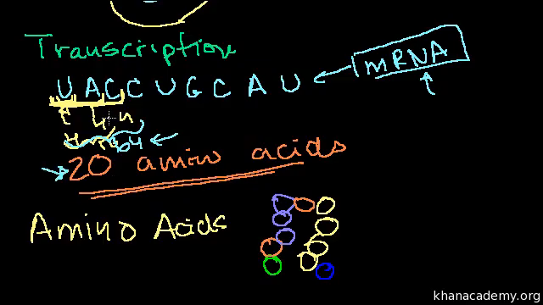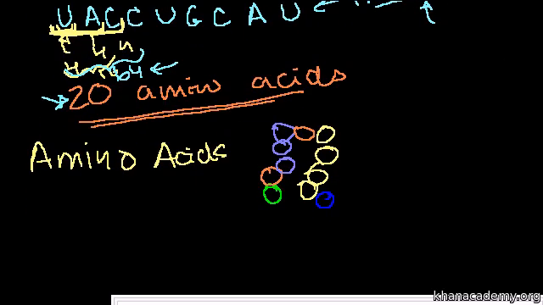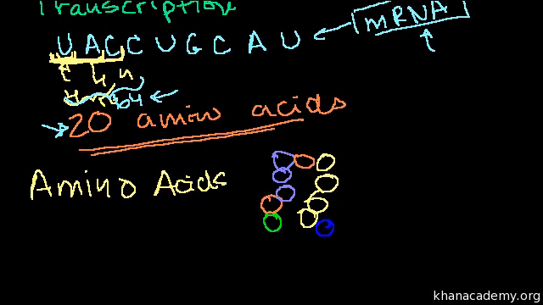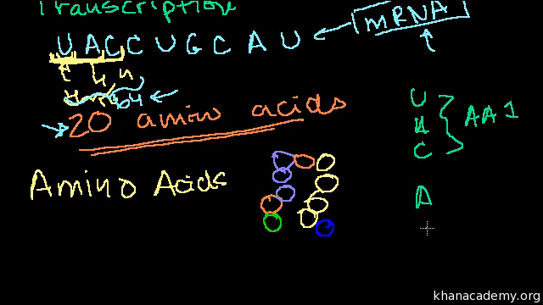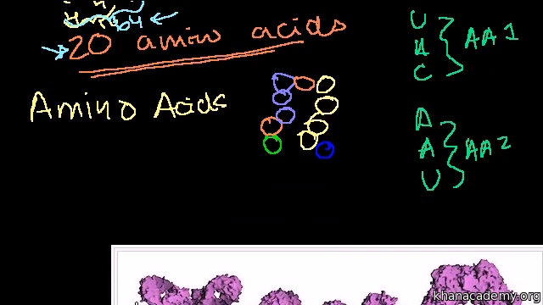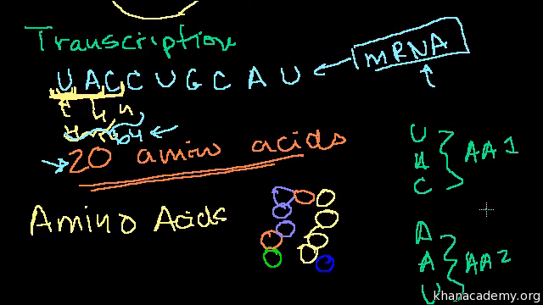So we can even have redundant combinations code for different amino acids. For example, and this isn't the actual code, but maybe UAC, and I should look these up, codes for amino acid number 1. And let's say AAU codes for amino acid number 2. And if I have GGG, I think you get the idea, this codes for amino acid number 10.